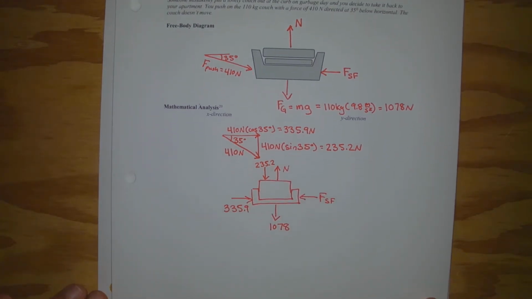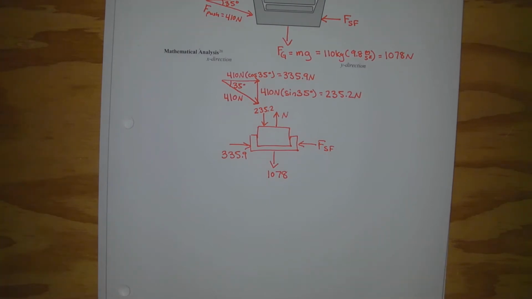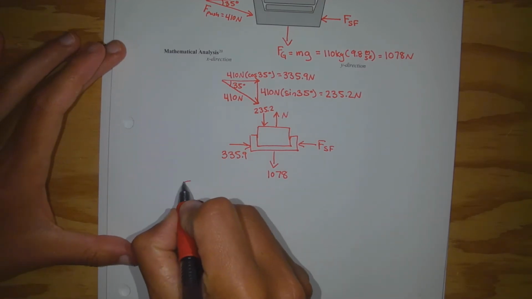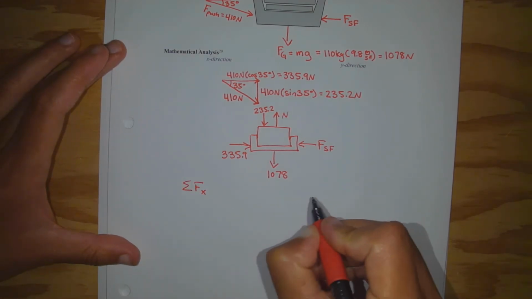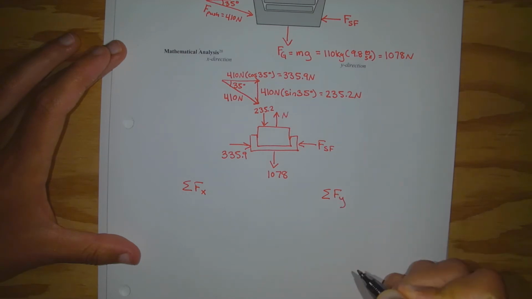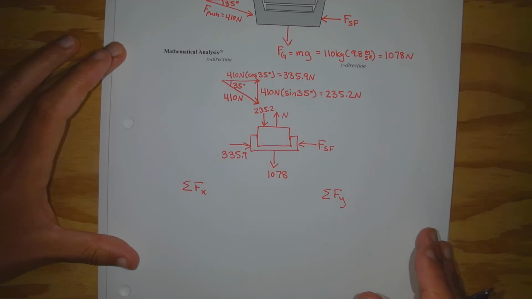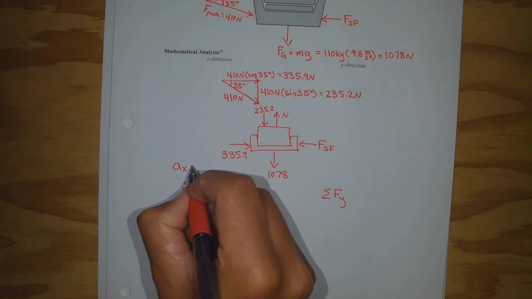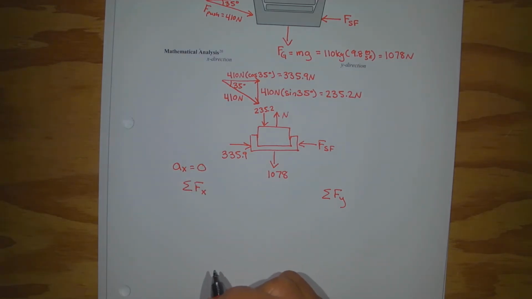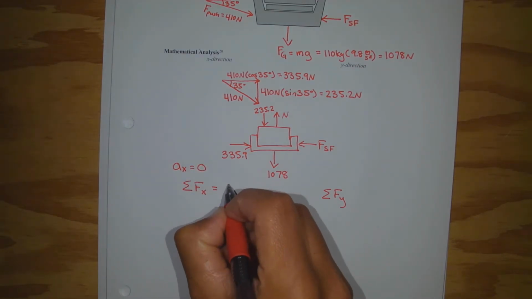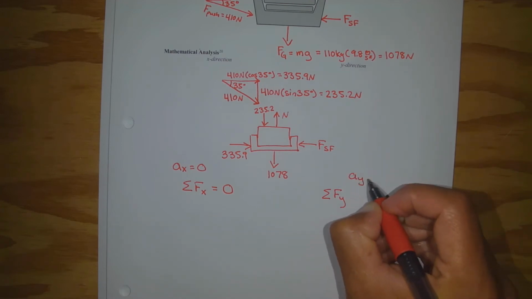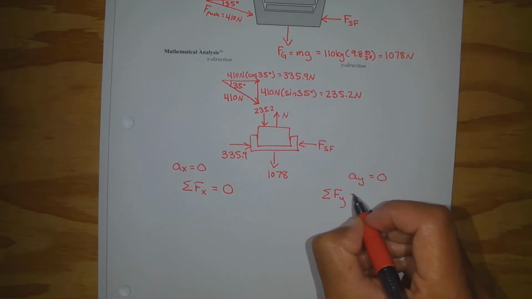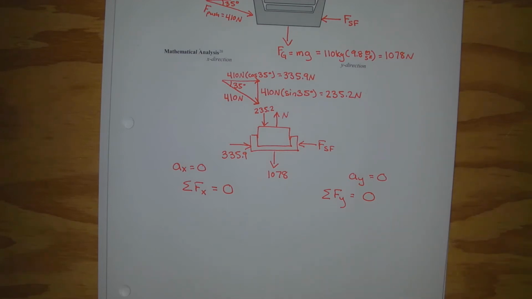And then, since this is the dynamic section, we should be using Newton's second law, and we can use Newton's second law in the x direction and also in the y direction. In this case, since the couch is not moving, the acceleration in the x direction is equal to 0, and the acceleration in the y direction is also equal to 0. So because the acceleration in the x direction is equal to 0, the sum of the forces in the x direction is equal to 0, and because the acceleration in the y direction is equal to 0, the sum of the forces in the y direction is equal to 0.